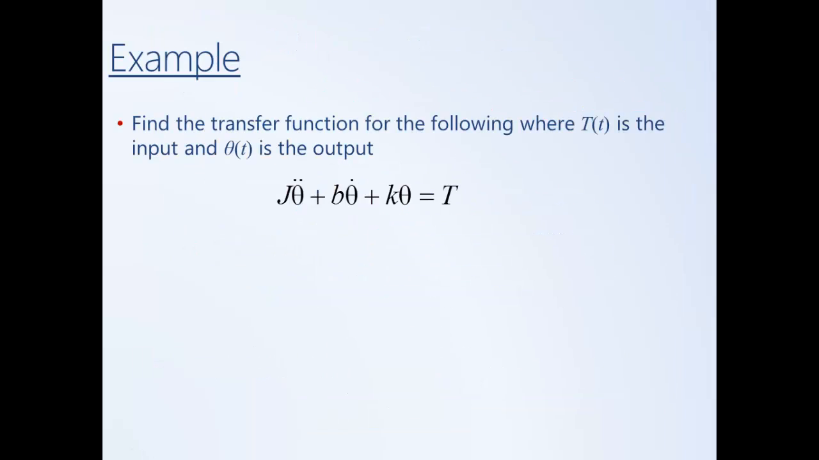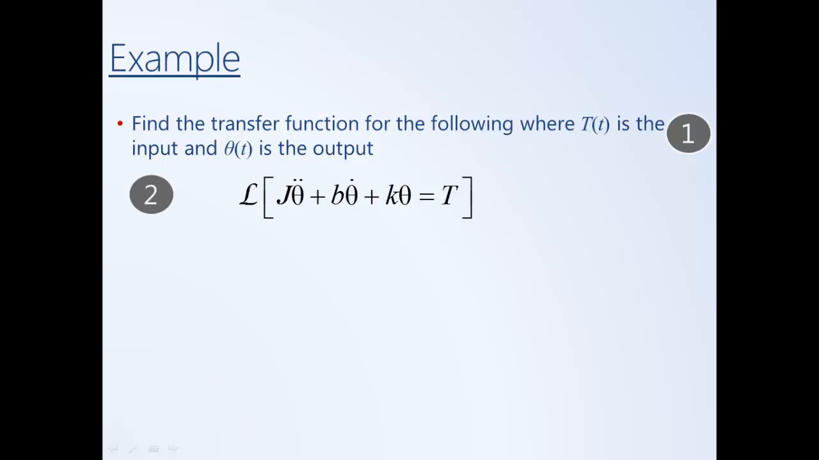Looking at another example, this differential equation we have derived previously represents a drive line. It says find the transfer function for the following, where T of t is the input and theta of t is the output. So again, this is a design decision, and it's the first step in the process to define what is the input and what is the output. So that's been done for us. We're defining the torque being applied to one end of the drive line as the input, and the twist or displacement of the one end of the drive line as the output. Again, that's a design decision.